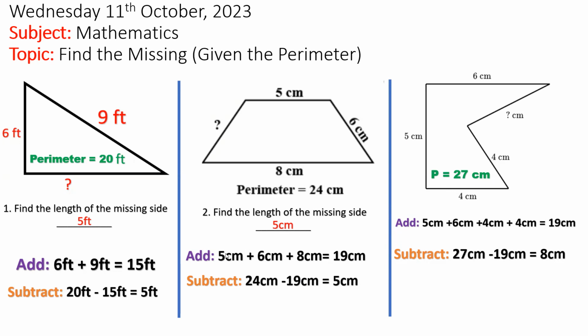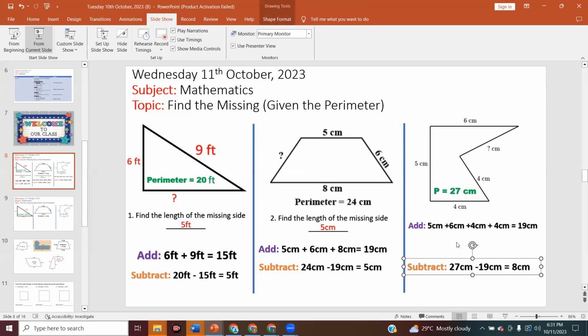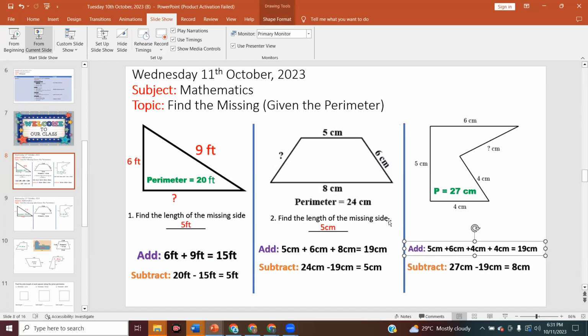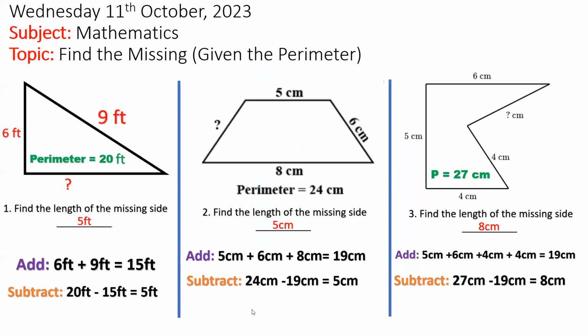Okay, good. Are y'all finished with this slide? Yes. Sorry to interrupt, but you forgot to label the length of the missing side. Oh, thank you, Maranique. Your eye is very good. Maranique has an eye for everything, so that's good. So the next one is going to be 8 centimeters. Thank you, Maranique. Good catch. Are y'all done with writing it? I finished. Yes, sir.